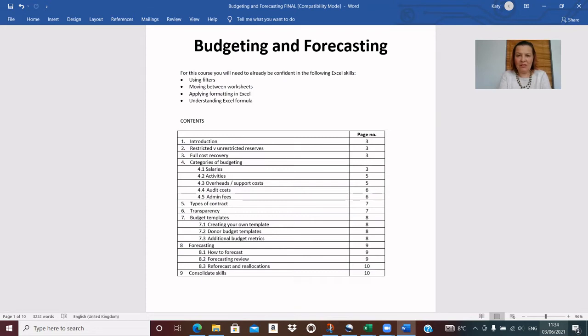Today, we are going to look at budgeting and forecasting, and we're going to be using and reviewing our Excel skills because our budgeting template and our forecasting process rely on us being able to already use Excel really well. So you're best off doing this course when you're confident on using filters, moving between worksheets, applying formatting, and feeling confident with formula.